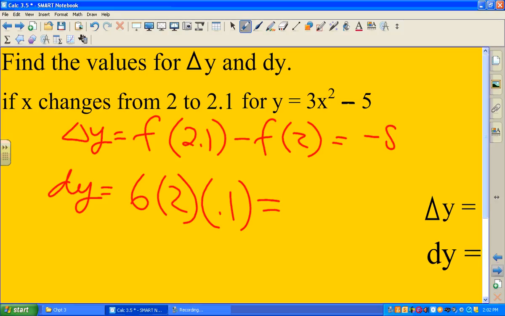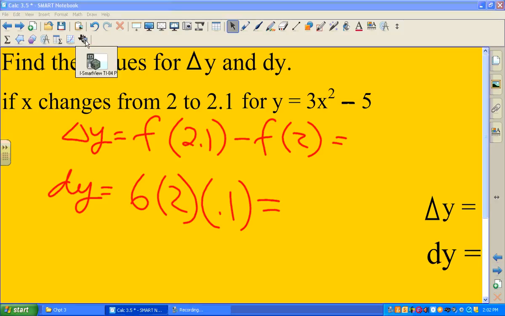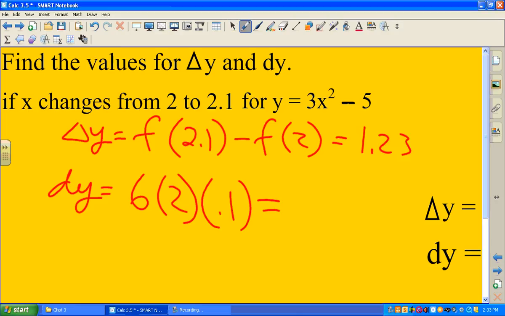What's 12 times 0.1? I don't think that's right. Yeah, that's not right, because you have to put 2 into the first one. It's 2.1 on the first one. Oh, you have to put those in. That's okay. 1.23. And this one is 1.2.